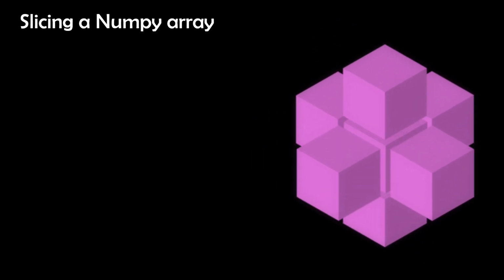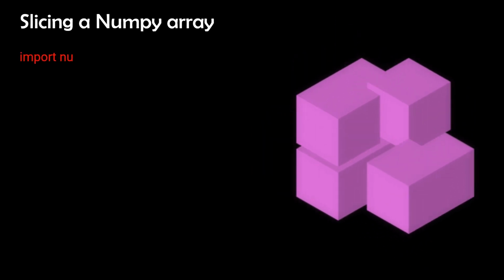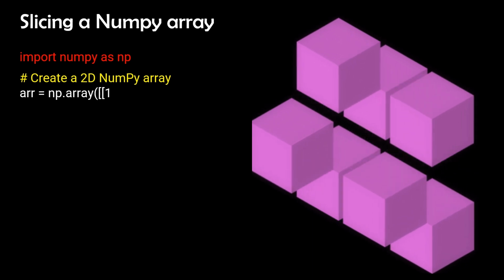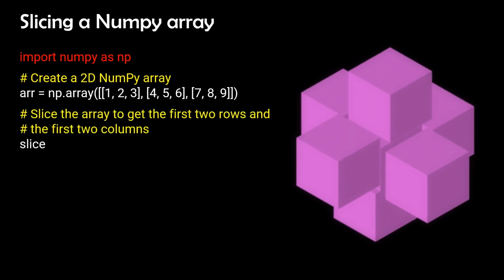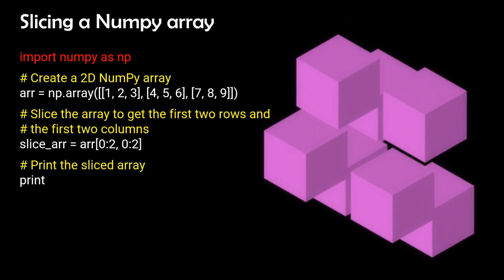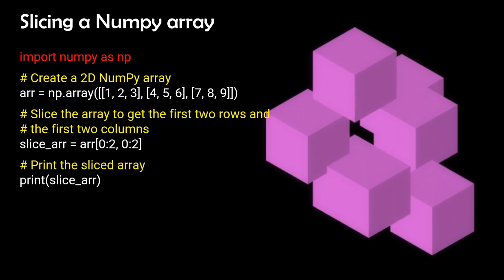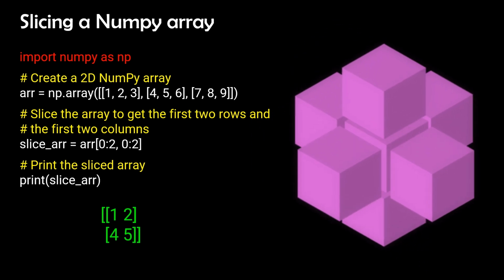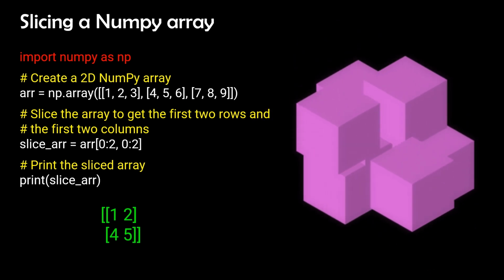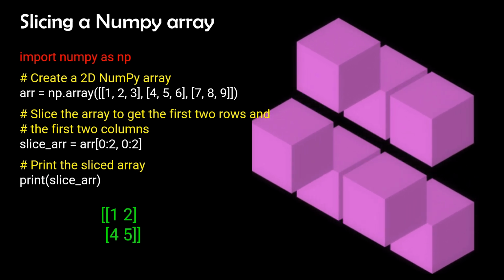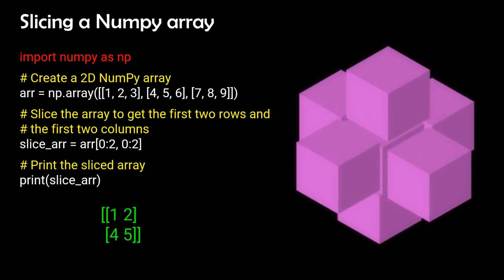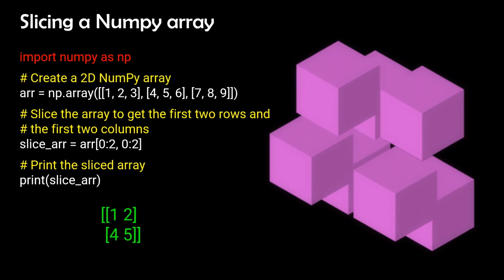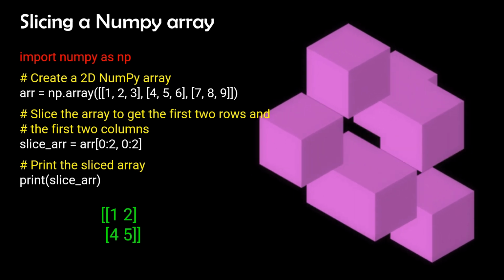In this example, we import the NumPy library and create a 2D array using the np.array function. We then use slicing to extract the first 2 rows and the first 2 columns of the array using the syntax arr[0:2, 0:2]. Slicing in Python means taking elements from one given index to another given index. The resulting sliced array is assigned to the slice_arr variable and printed to the console.